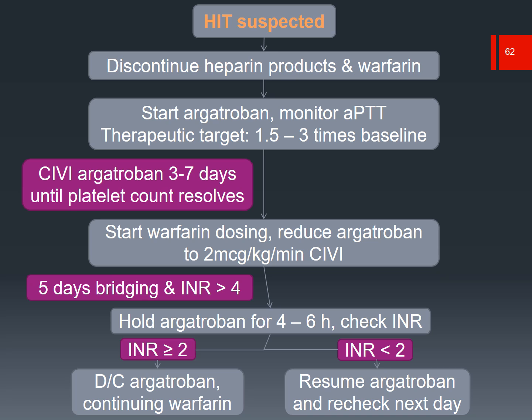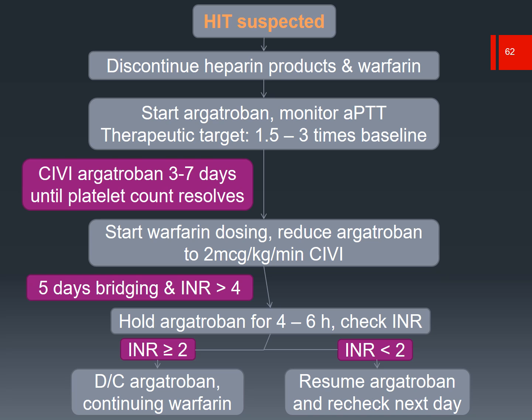At that point, if we've obtained 5 days of concomitant use of both anticoagulants and have achieved an INR greater than 4, we would hold the argatroban. So we turn off that continuous IV infusion for 4 to 6 hours. At 4 to 6 hours after we've terminated the argatroban dose, it is no longer affecting the INR, so we check INR. If their INR is greater than 2, we know that that's therapeutic, and we can just continue with the warfarin. We're happy. They can go home, and they're going to be anticoagulated.